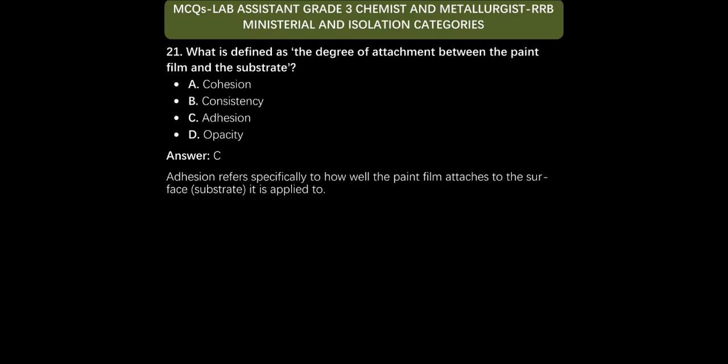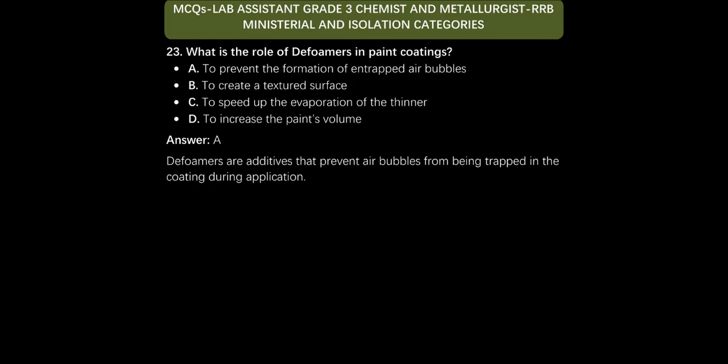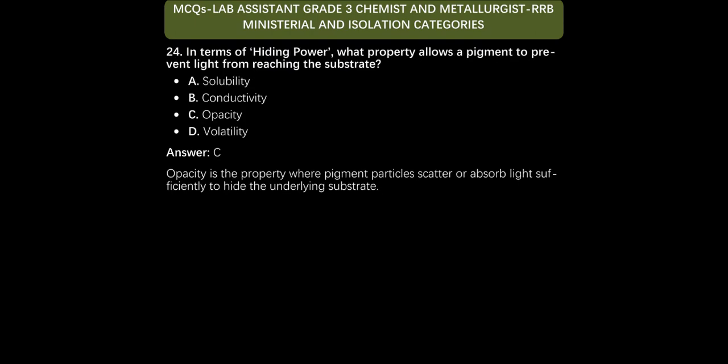Option C, adhesion. Which of these is a commonly used filler extender in paint? Option B, calcium carbonate. What is the role of defoamers in paint coating? Option A, to prevent the formation of entrapped air bubbles. In terms of hiding power, what property allows a pigment to prevent light from reaching the substrate? Option C, opacity.